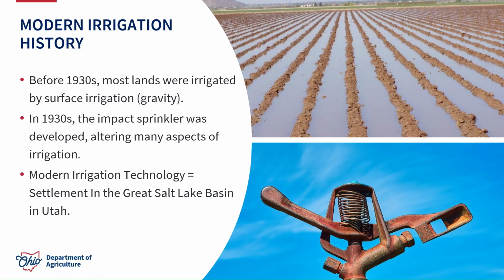Some really good examples of where modern irrigation technology has really shaped the world that we live in comes into play in the settlement of the Great Salt Lake Basin in Utah, where previously there was an area where crops and settlement was incapable, but due to irrigation, that land has been transformed.